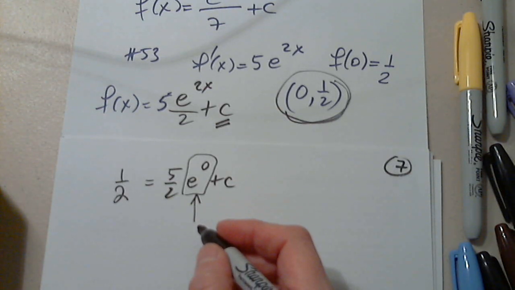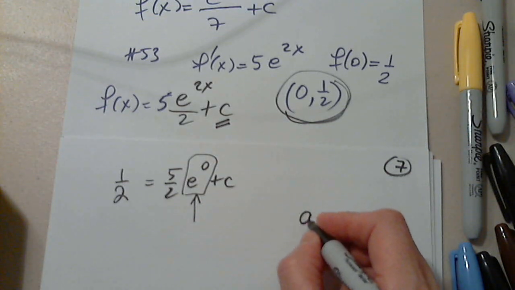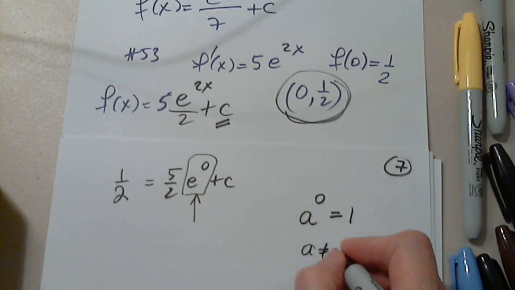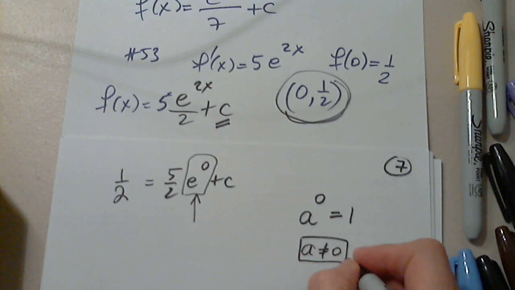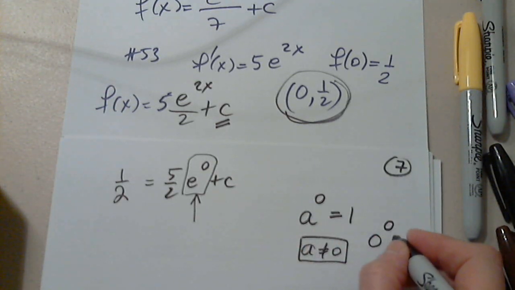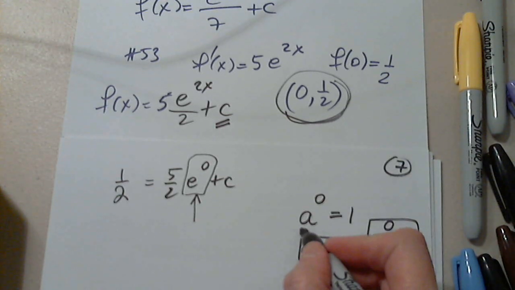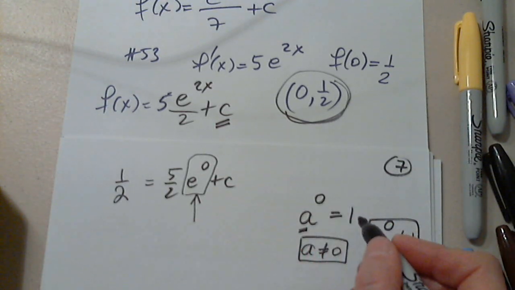1. Any number raised to 0 is 1, except 0 raised to 0. So 0 raised to 0 is not 1. Other than that, any constant raised to 0 is 1.